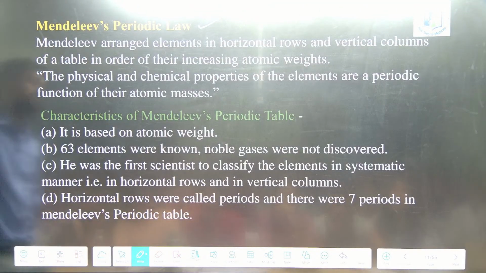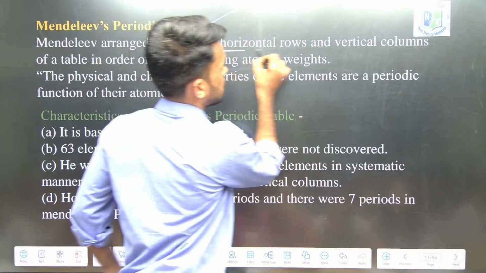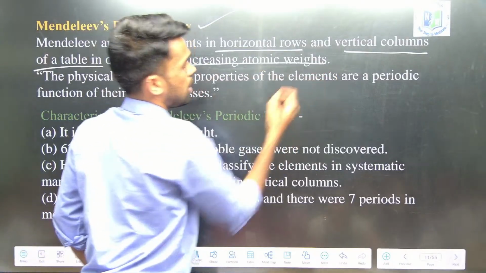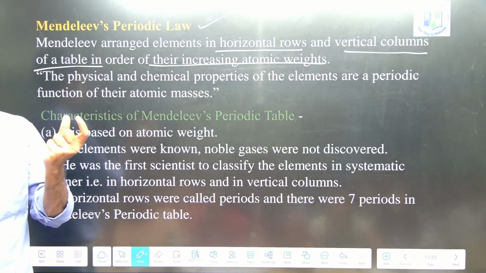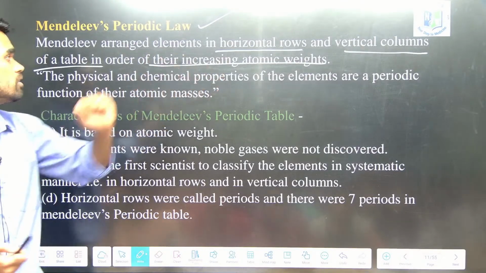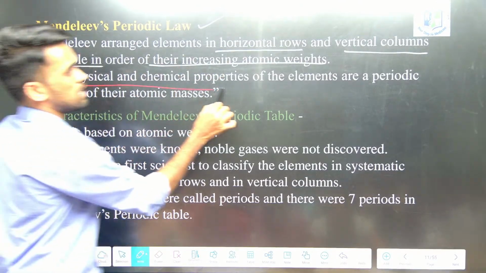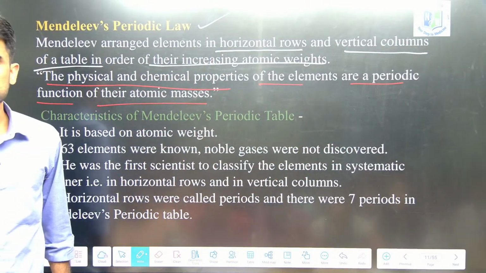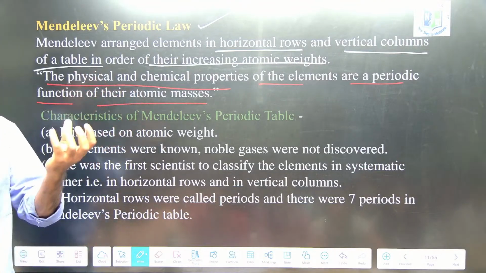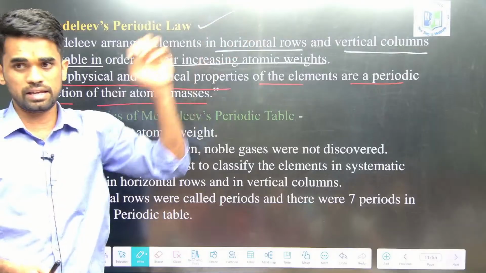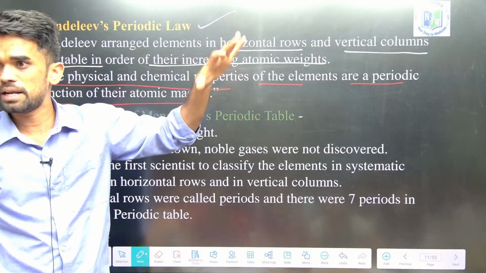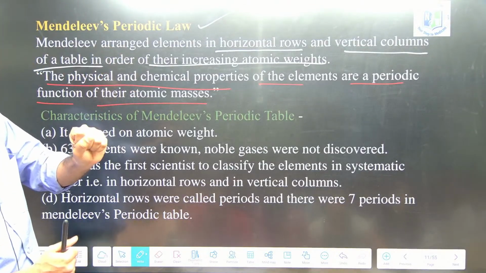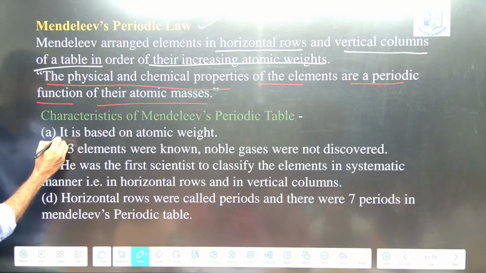Mendeleev arranged elements in horizontal rows and vertical columns of a table in the increasing order of their atomic weights. So what is the primary property he has taken? He has taken atomic weight. So the physical and chemical properties of elements are periodic functions of their atomic masses. So he considered atomic mass as the fundamental unit. Based on that, he arranged the elements in a table. How many rows he has taken, we'll see all those things. So it is based on what?